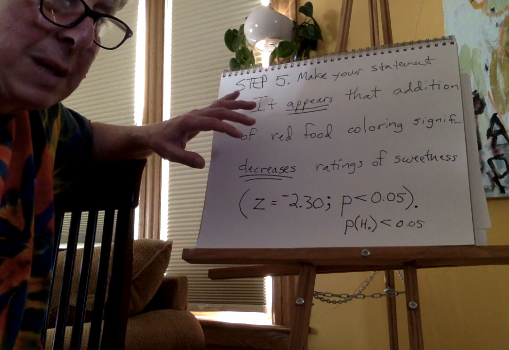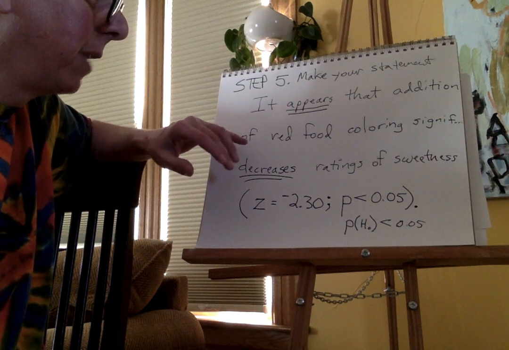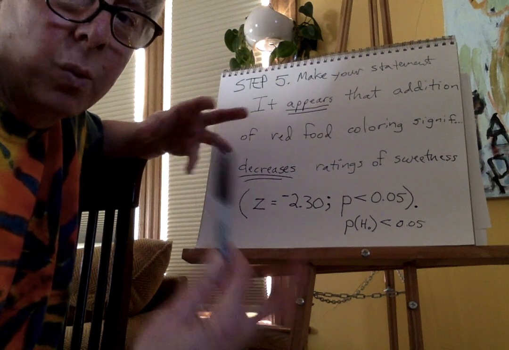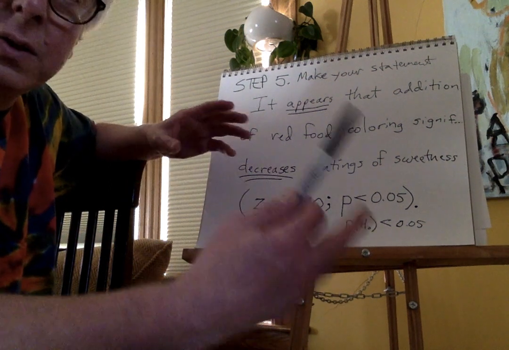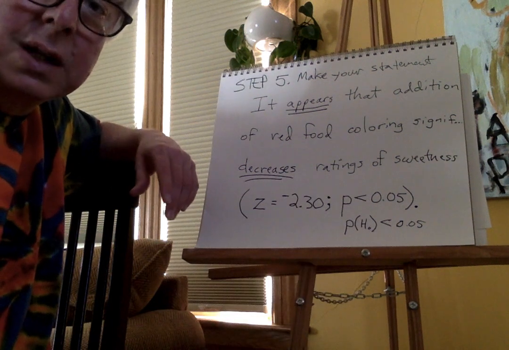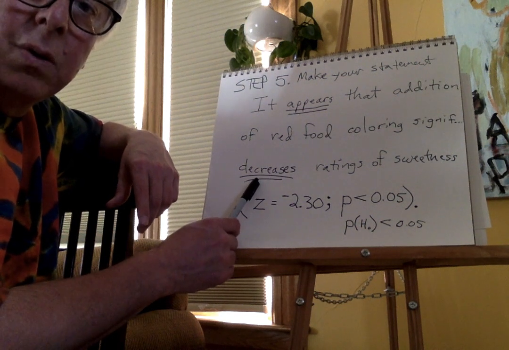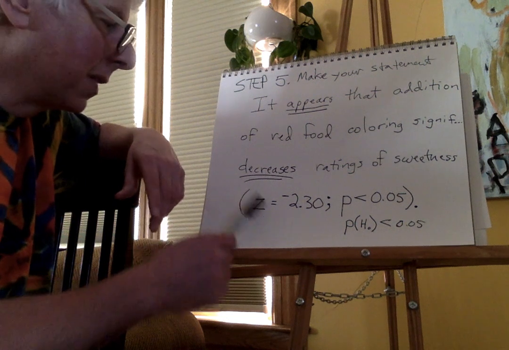One of the things that people do sometimes that I don't like is they'll say, adding the red food coloring made a difference. And I'm like, what kind of a difference? Because it could have increased the sweetness ratings or could have decreased the sweetness ratings. Make sure that you talk about the results, what you found. In this case, we have a decrease.